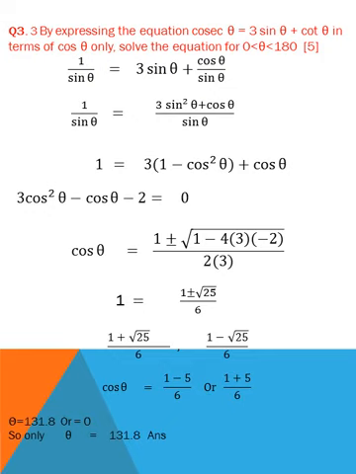So it will become theta is equal to 131.8 degrees. Or when I take cos inverse of 1, it will become 0. So 0 is not in our range because our range is greater than 0 but less than 180. So the only answer is 131.8 degrees.